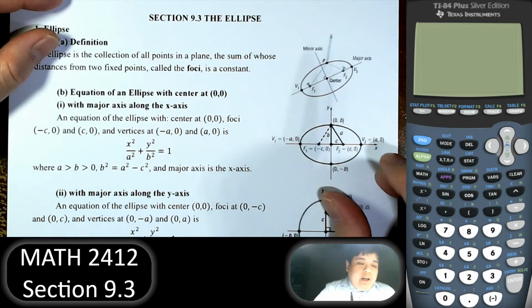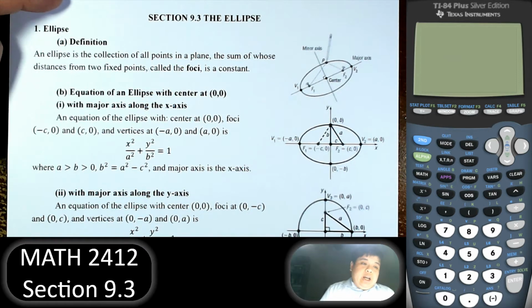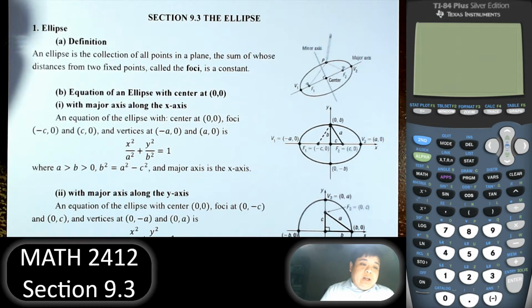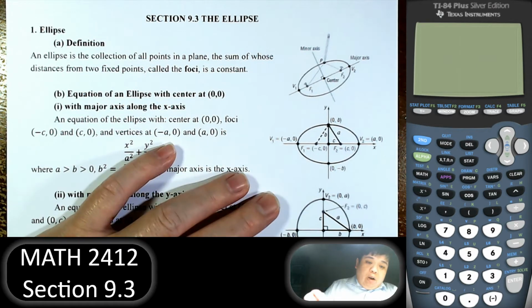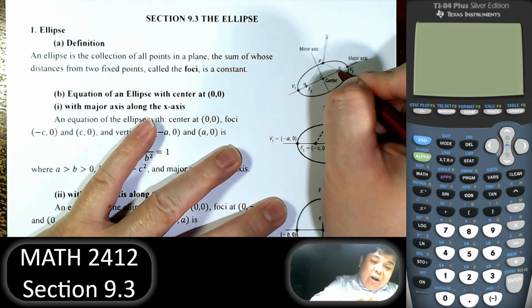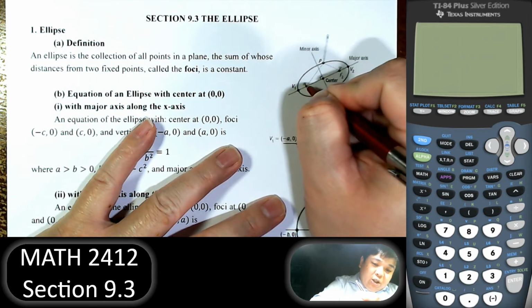Hi everybody, welcome to another video in pre-calculus section 9.3, the ellipse. An ellipse is the collection of all the points in the plane, the sum of whose distances from two fixed points, the foci, is a constant. Now we have not only one focus but two. The plural of focus is foci, so we have two foci.